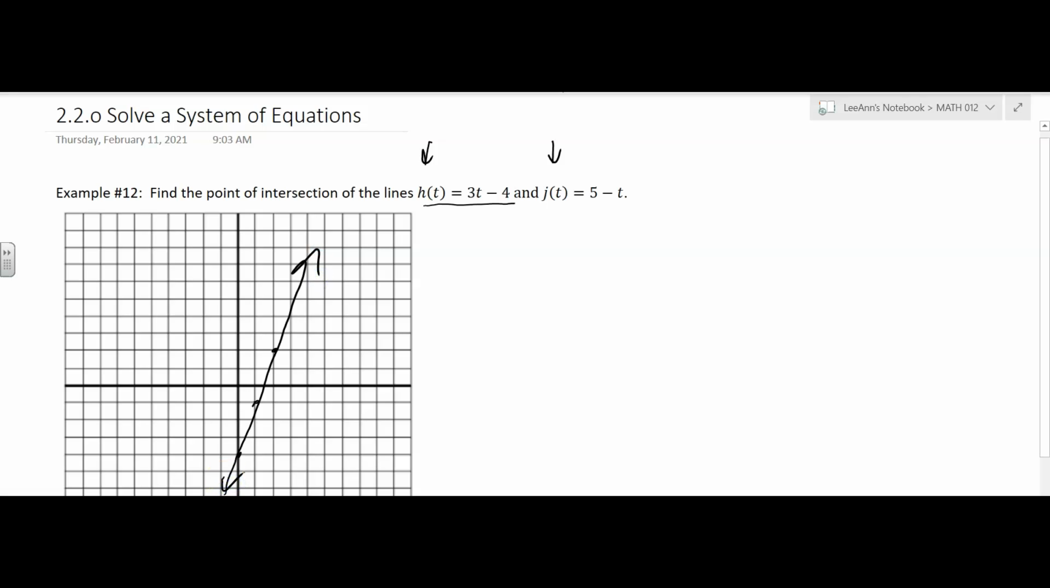Then I'm going to graph, and let me label that h of t. And then I'm going to graph j of t. Now I'm going to write j of t as -t plus 5. Okay, so it has a y-intercept of 5, 1, 2, 3, 4, 5, and a slope of -1, so down 1 and over 1. So it looks like it's going through like this.